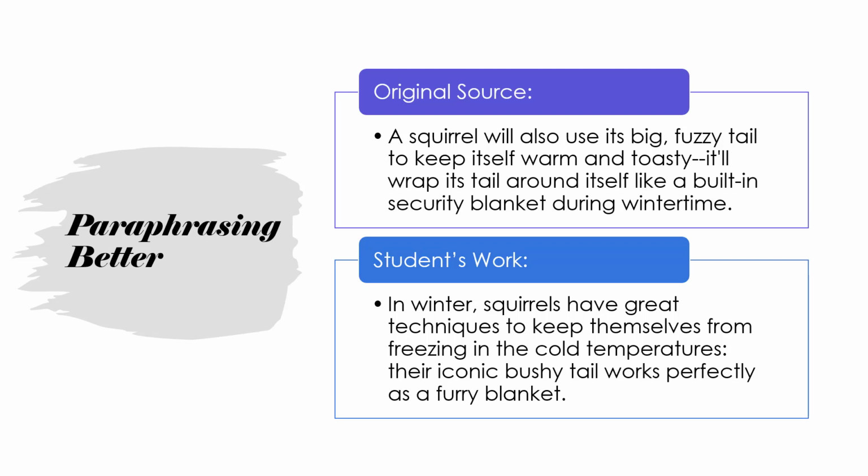And in the student's example, they have all the details here. We're talking about wintertime. So in winter, squirrels have great techniques to keep themselves from freezing in the cold temperatures. Their iconic bushy tail works perfectly as a furry blanket. So we do have some different adjectives that we changed out. So instead of a fuzzy tail, we have a furry tail. And bushy is another synonym that we put in there. But we kept the main idea while avoiding the same sentence structure and avoiding using a lot of the same words.